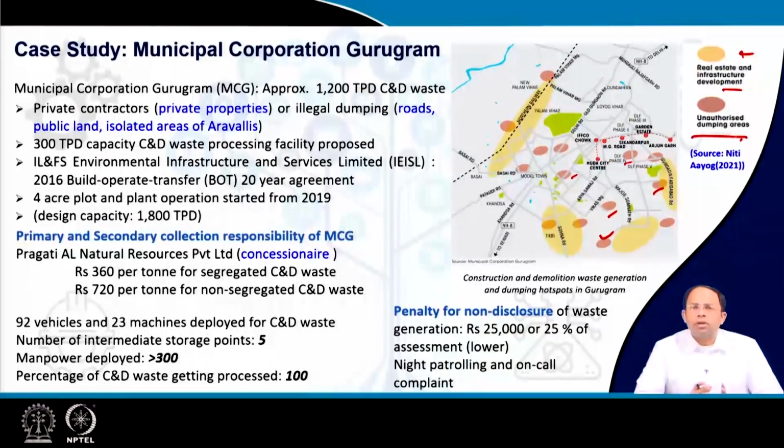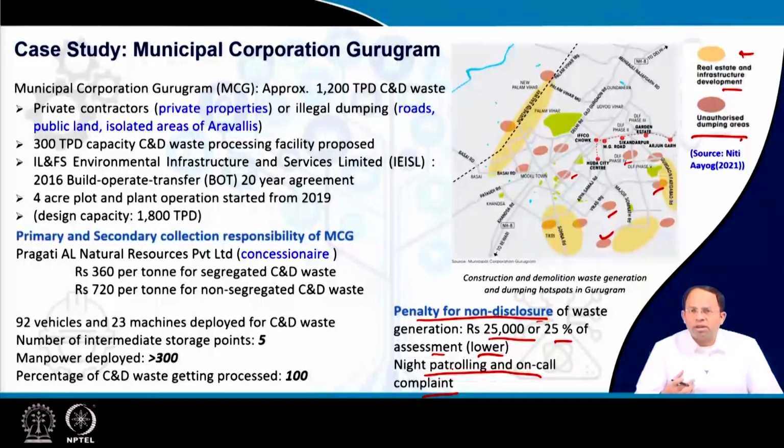So, it's not only making facilities for C&D waste processing, but at the same point of time we have to deter people. That means there has to be some amount of penalty for this kind of activities, and also in cases where people are doing construction and not informing the government, there have to be penalties. So, usually for non-disclosure, the penalty is around 25,000 or 25% of the overall assessment of that property, whichever is lower. And night patrolling and alcohol complaints are registered.